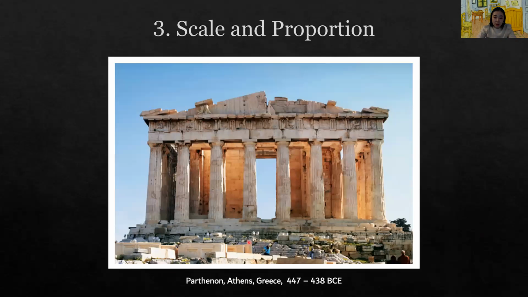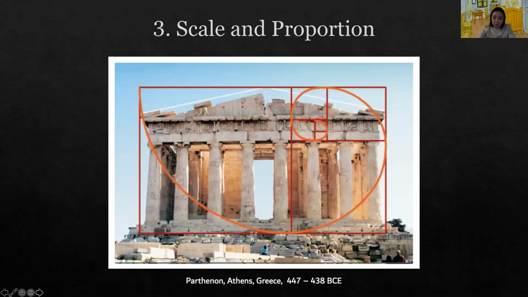So that is the golden section, and it was used for the Parthenon in Athens, Greece, constructed between 447 BCE and 438 BCE, dedicated to the goddess Athena Parthenos, or Athena, the warrior maiden. So this is the most typical architecture to use the golden section.